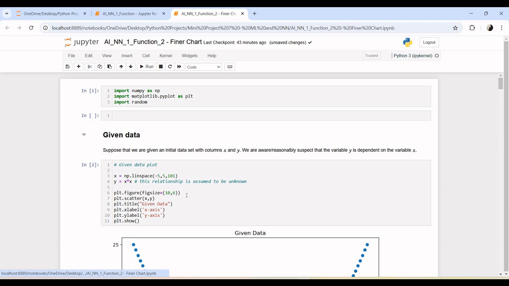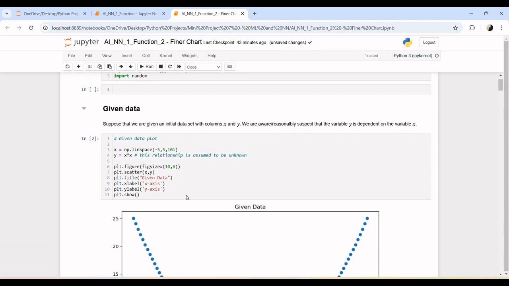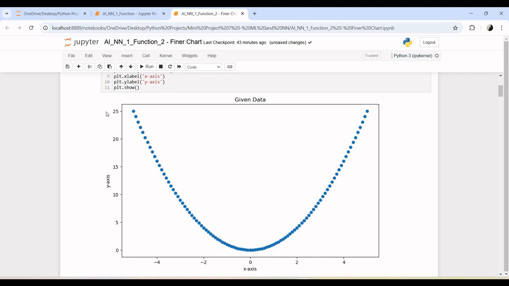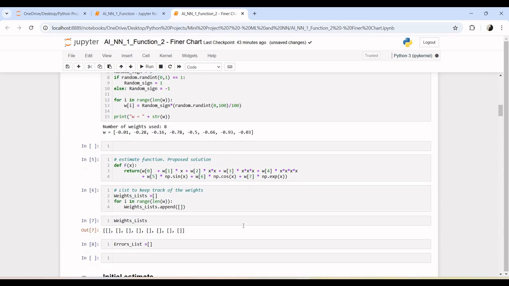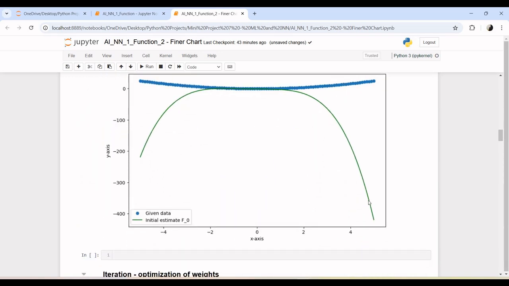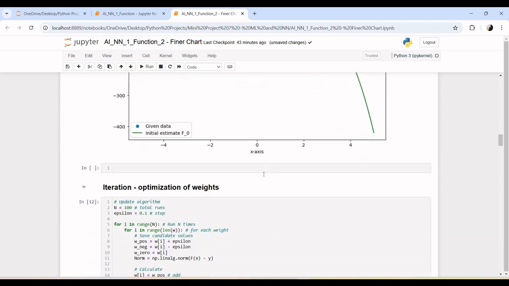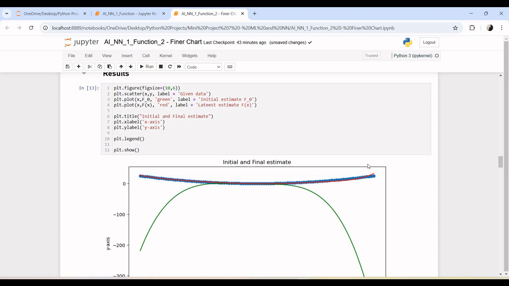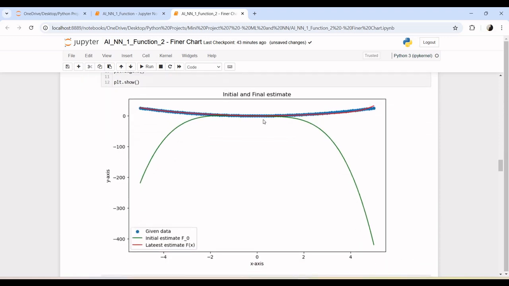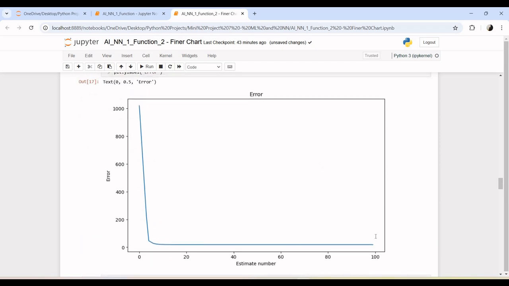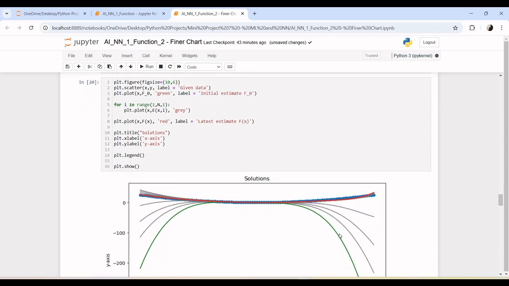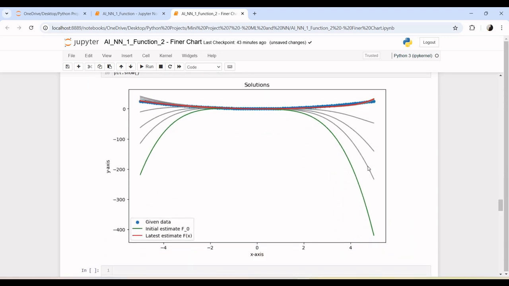And as well, I did the same thing this side, just with more data points to give a finer plot, or just smoother plot. So there we have our initial estimate, and here it's plotted again with our final estimate or latest estimate in red, and error plot there. And for the visualization, there we have our gray interim estimates.